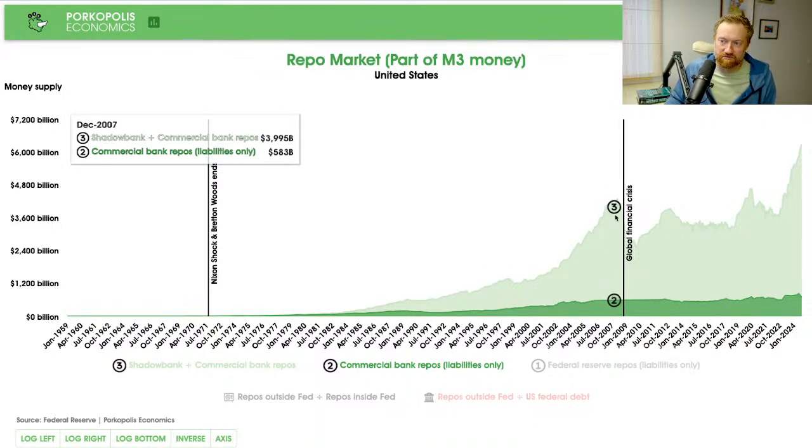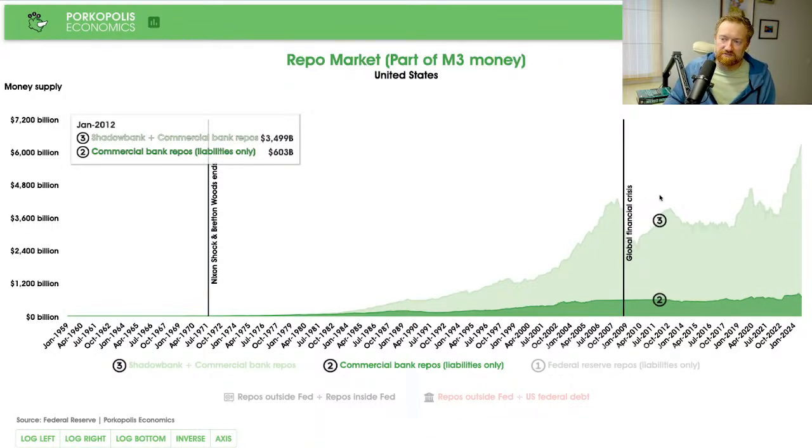So here, for example, before the GFC, we got to 4 trillion, shadow bank plus commercial bank. Commercial bank was only 580 billion. So you subtract, and you get roughly 3.5 trillion in shadow bank repos and 500 billion in commercial bank repos. That's how the repo market looked. And you can see the global financial crisis happened after that. It was a huge spike in repos. Probably had something to do with the financial crisis.